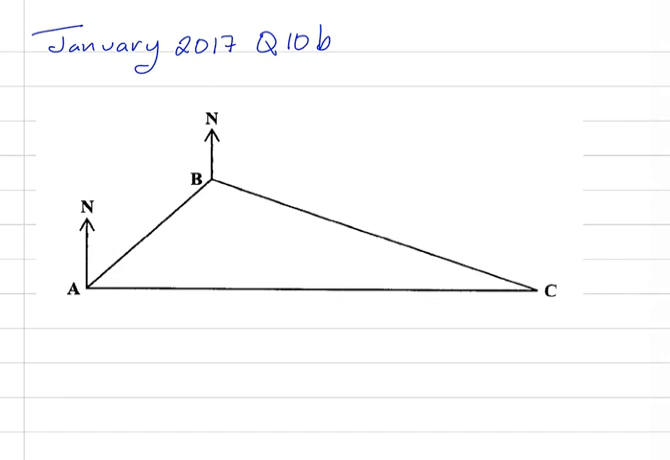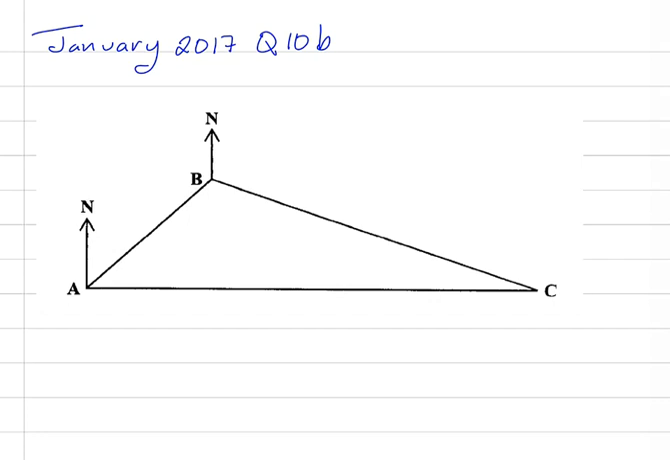January 2017, question 10b. It says a ship travels from Akron A on a bearing of 30 degrees to Belleville B, 90 kilometers away. It then travels to Compton C, which is 310 kilometers due east of Akron, as shown in the diagram. I indicate on the diagram the bearing 30 degrees and the distances 90 and 310 kilometers for 2 marks.